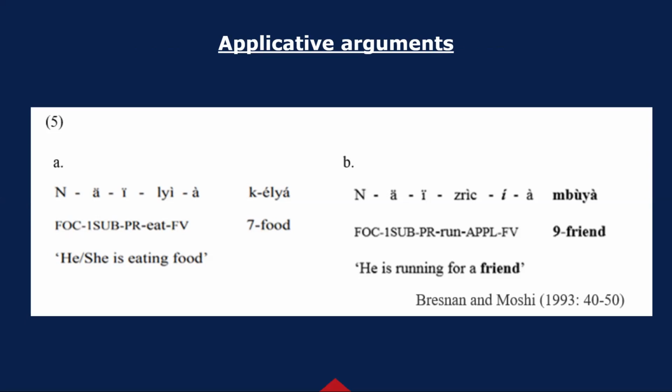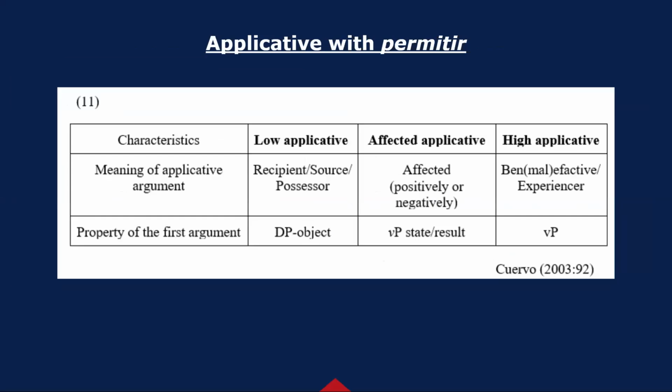The analysis of the applicative argument has been developed fundamentally in the studies of Marantz, Pylkkänen, and Cuervo. Cuervo proposed that in Spanish there are 3 different subtypes of applicative. As we can see in the table in 11, there exist low applicative, affective applicative, and high applicative in Spanish.